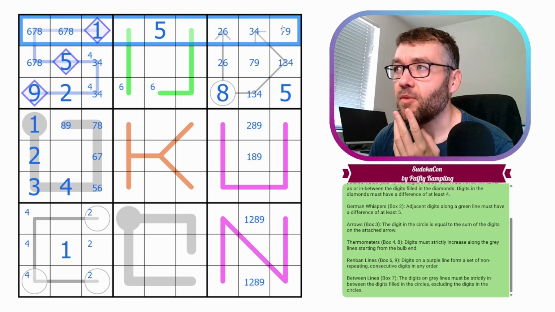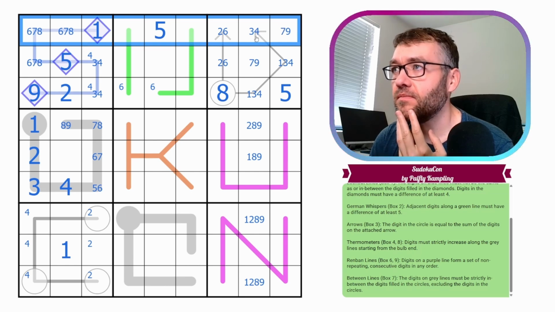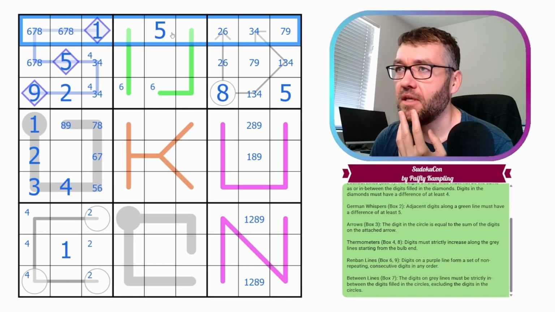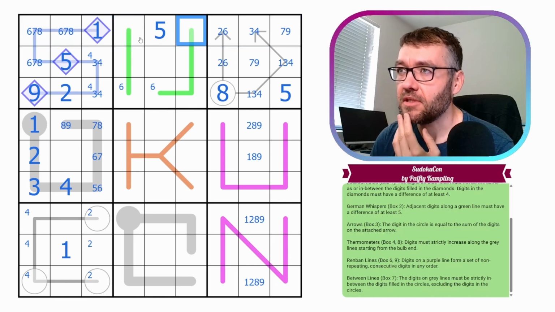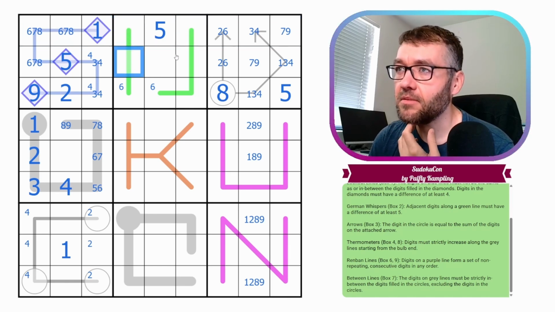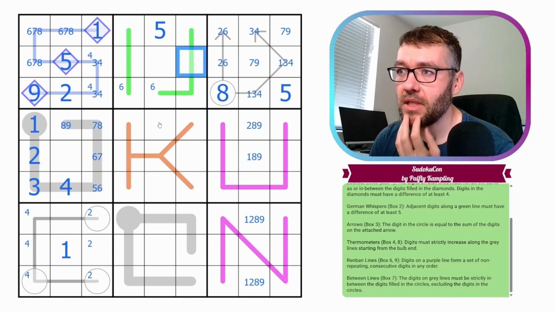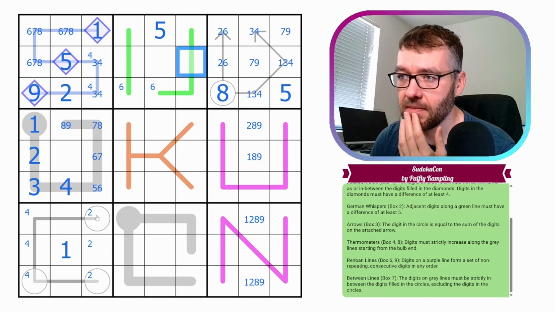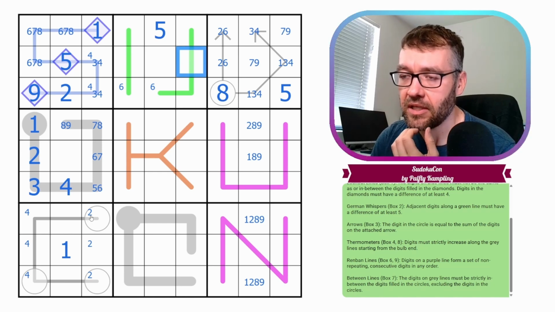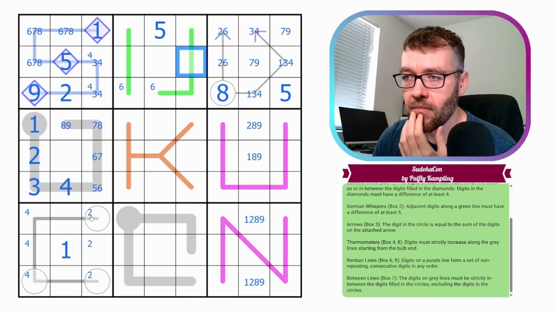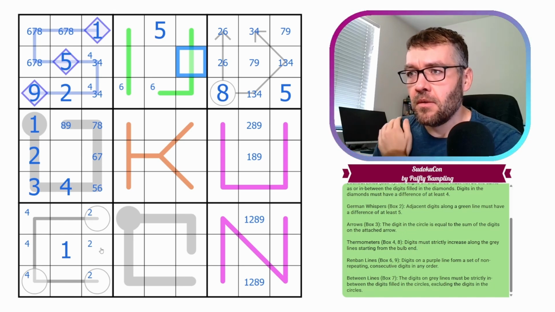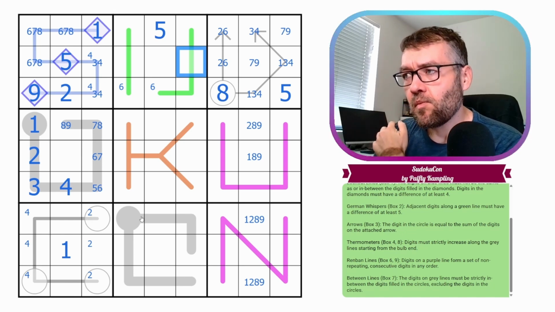Is there any other digit that we're missing from this row up here? We have the 1, 2, 3, 4, 5, 6, 7, 8, 9. Okay. I was seeing if there was any digit that was limited to these 2 cells, because that might help us place some more digits along the German Whisper, but we're not limited yet. At least not that I can see immediately. Okay.